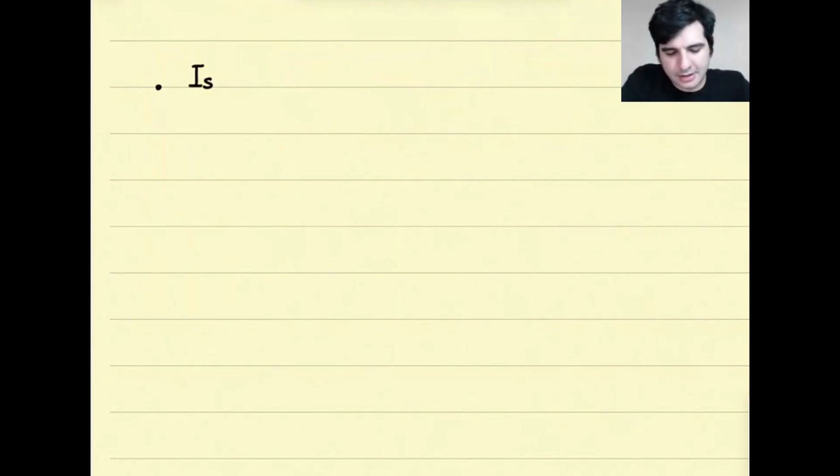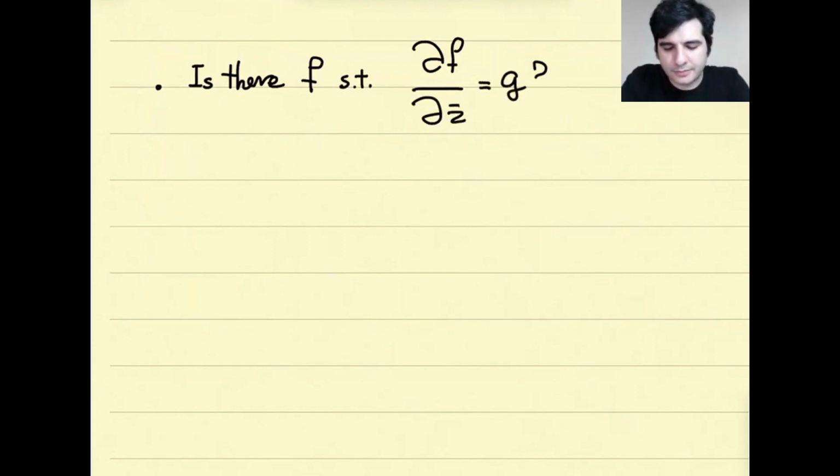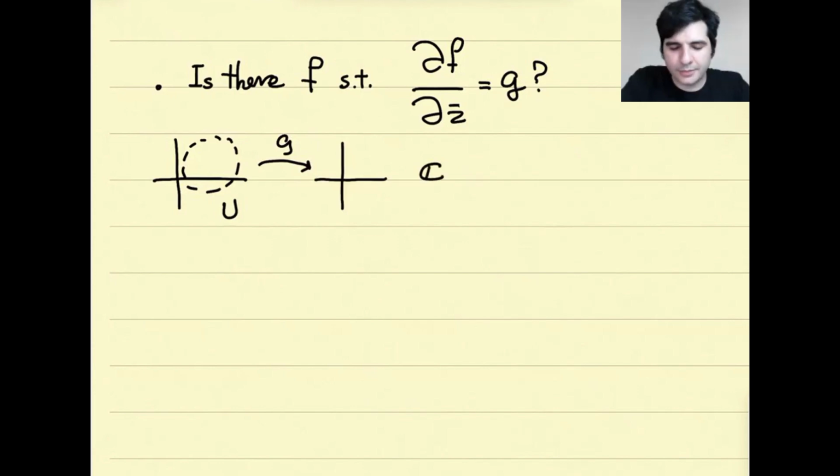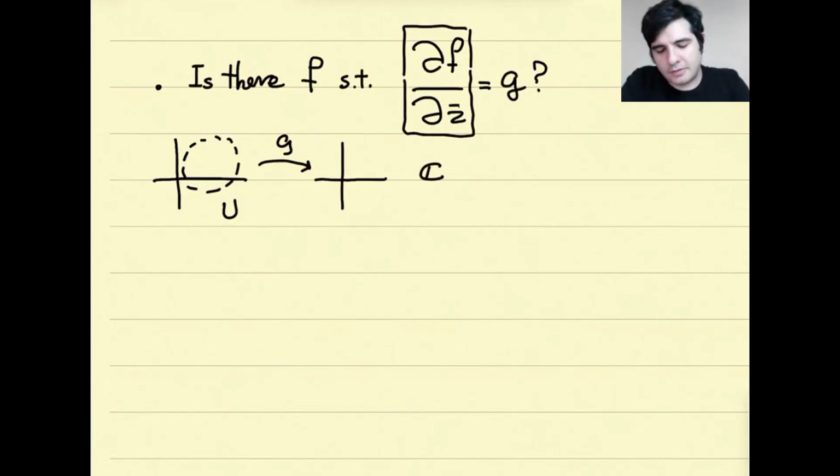Now that we addressed the uniqueness question, let's go back to the existence question. Is there a function f so that the derivative of f with respect to z bar is equal to g? Here we are assuming g is defined on some open subset, some domain U, which is bounded. Let's fix this setup. You see, on the left-hand side of the equation, I see the derivative of f with respect to z bar. Do you remember any formula which has the derivative of f with respect to z bar in it?